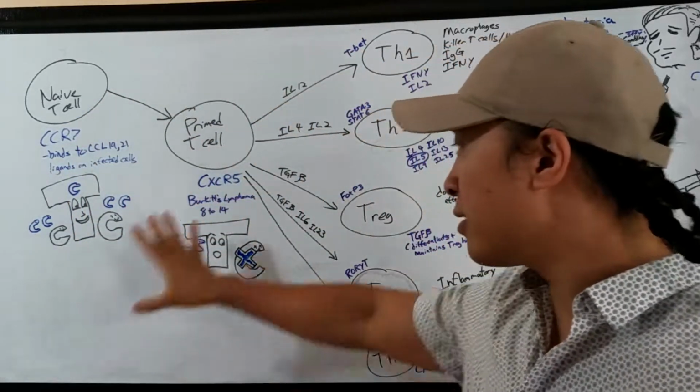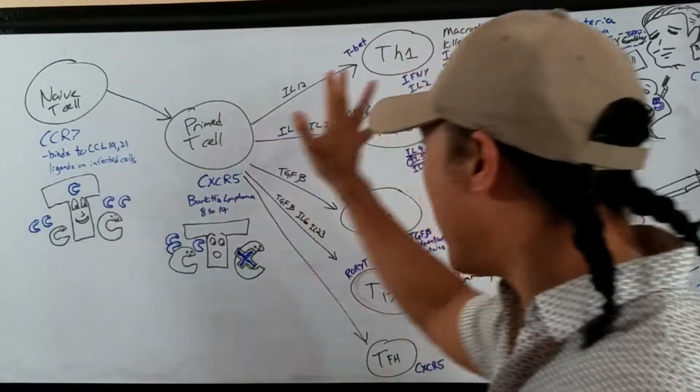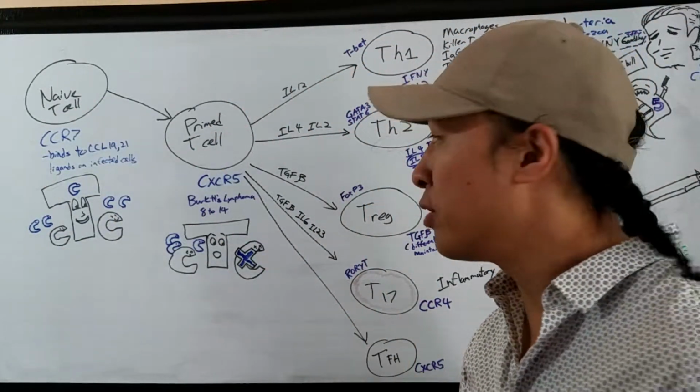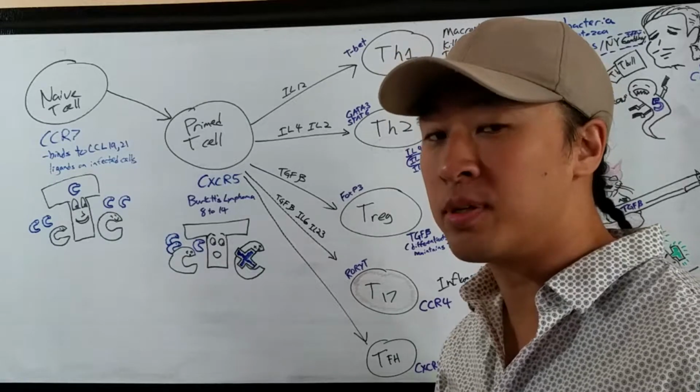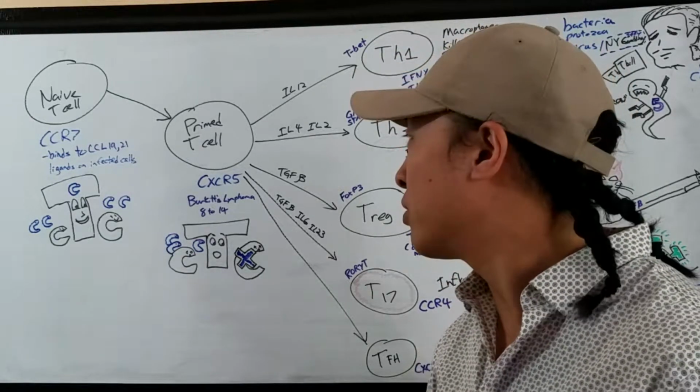So you can see this diagram behind me. I can have this naive T-cell, and I can turn it into many different types of T-cells over here. So let's go over how we can memorize this particular pathway, because, oh boy, there's so much stuff going on. So let's get right to it.